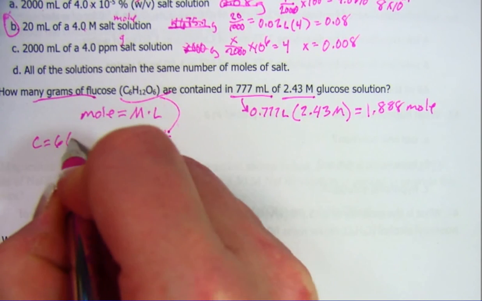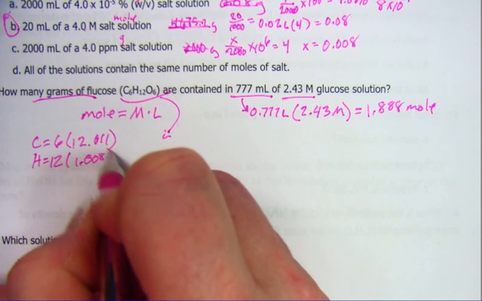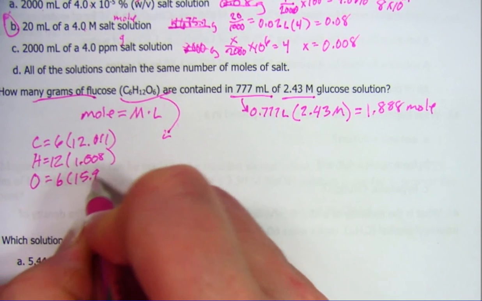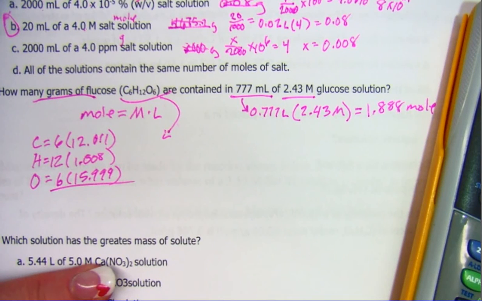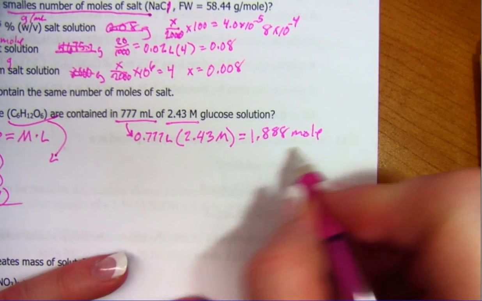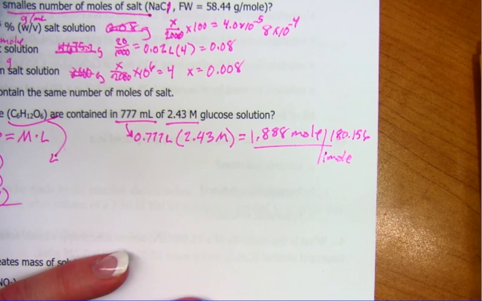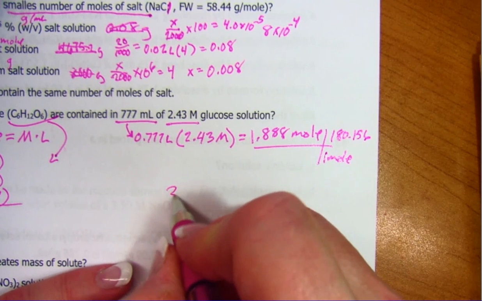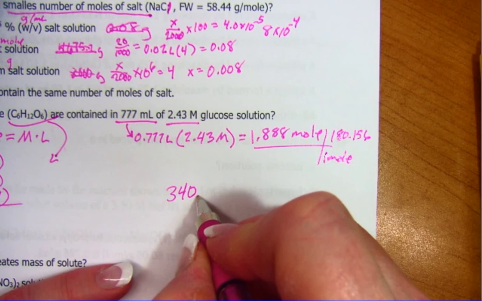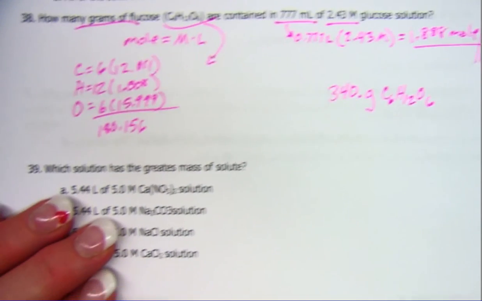Then I just need to add this up. So C6 times 12.011, H12 times 1.008, O6 times 15.999. Adding that all up is 180.156, and I'm going to do 1 mole, 180.156 times 1.888, and I get 340 grams of C6H12O6. There we go. Okay, the next one.